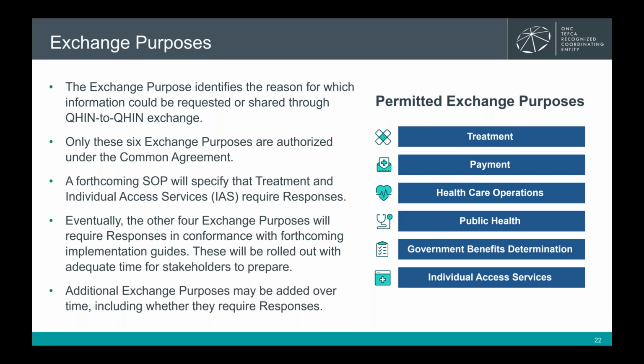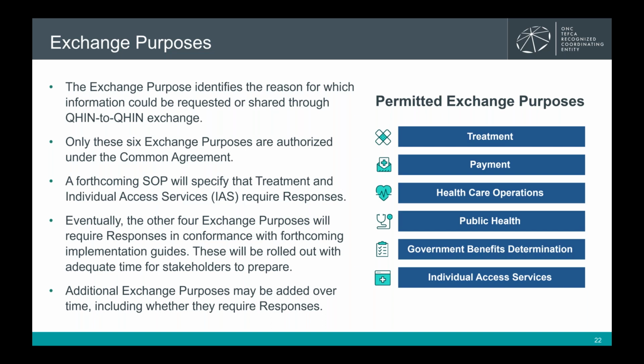There's a lot of questions about how payers perform queries, a lot of questions coming in just about where people would fall. What about a payer or patient access? Payer would use the payment exchange purpose. Patient access is that individual access services. How do payers perform queries leveraging the payment purpose?